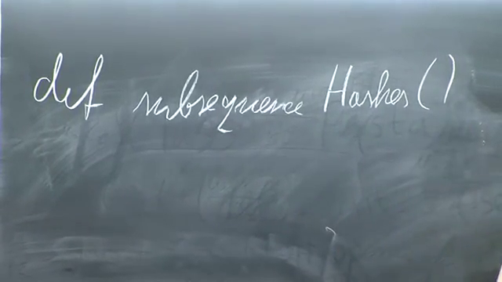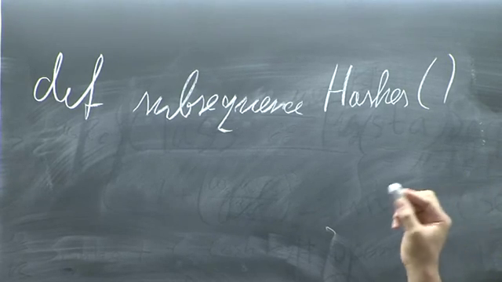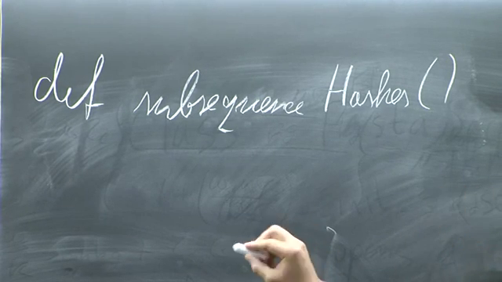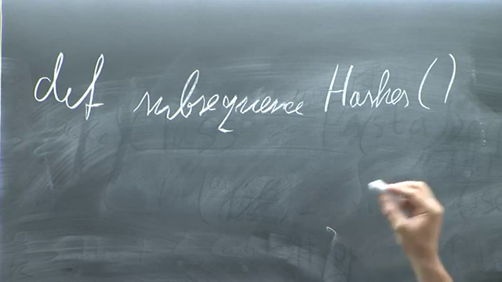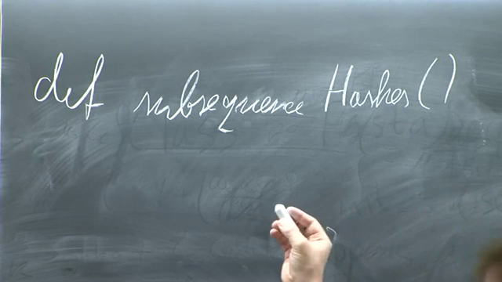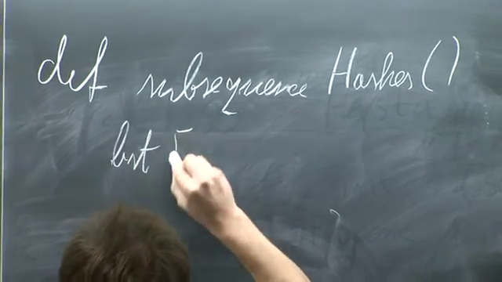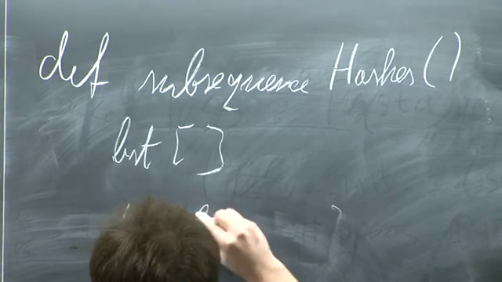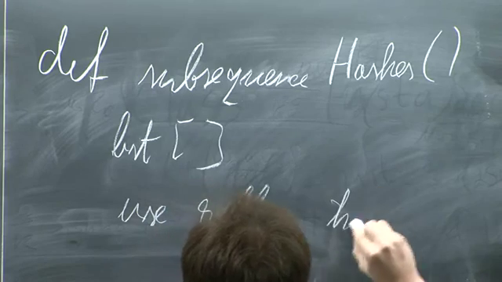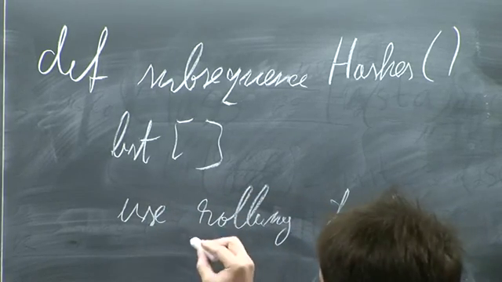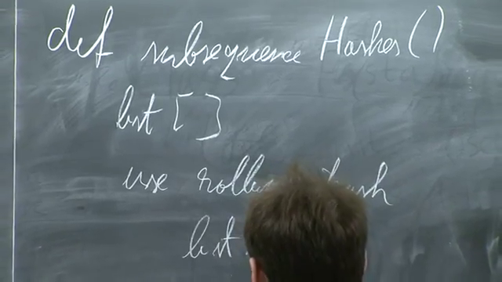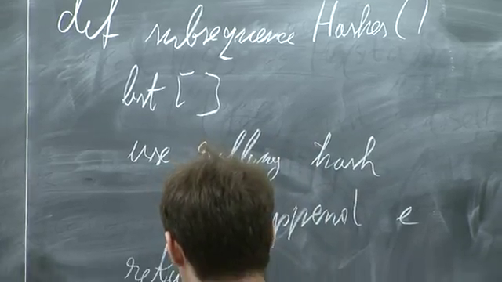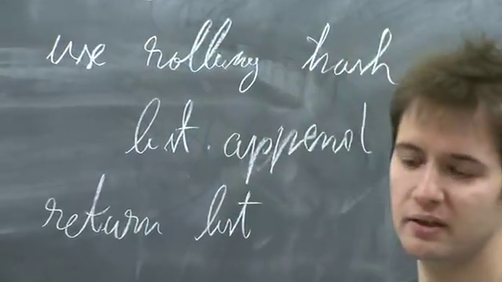Suppose you're implementing subsequence hashes. What's the worst possible way you could implement this? The worst way is to go all the way brute force, don't use rolling hashes, don't use anything. The next best way is to make a list. You start with an empty list. Then you use the rolling hash in some way, and in some loop, you say list.append(e), and then you return the list. Does this make sense?